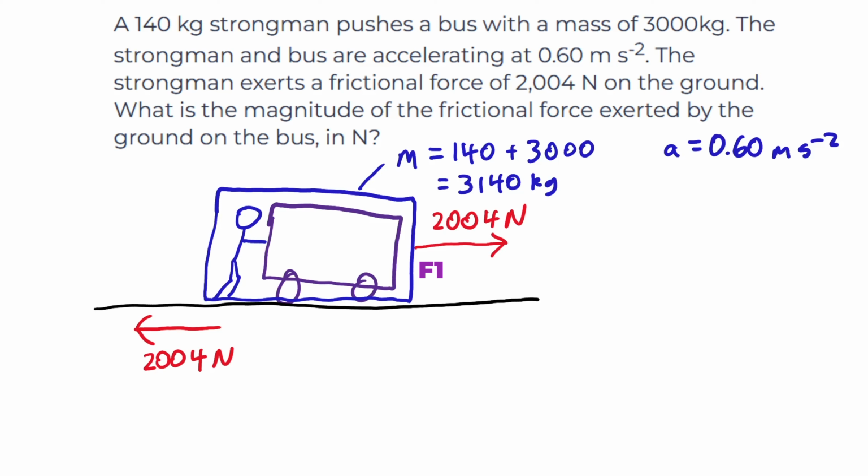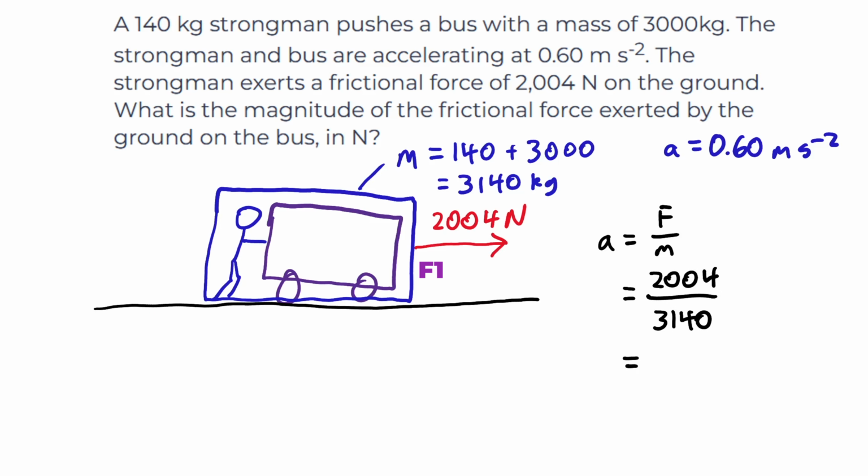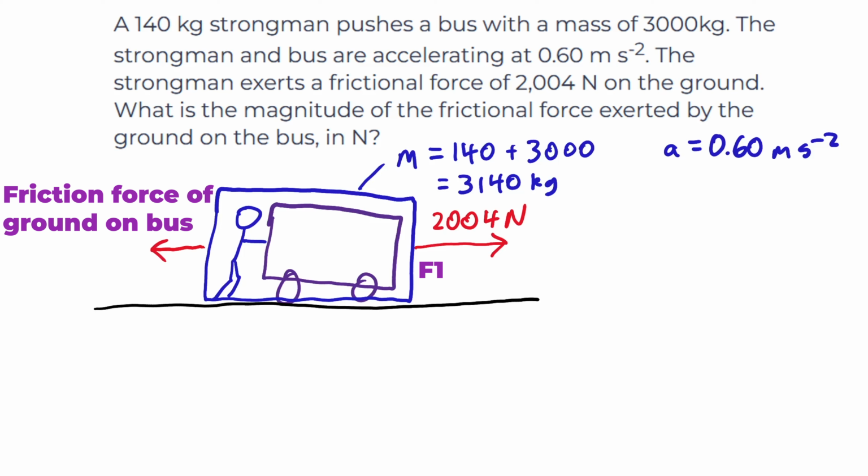If we were to calculate the acceleration using this value, then we would get a equals F over m, or 2004 divided by 3140, which equals 0.64 meters per second squared. However, we have been told that the bus and strongman are accelerating at 0.6 meters per second squared. So there must be a force in the opposite direction. This will be the friction force of the ground on the bus resisting the motion of the bus. Let's call this force 2. This is what we need to find.